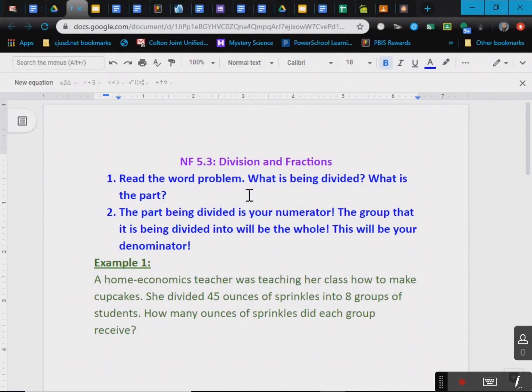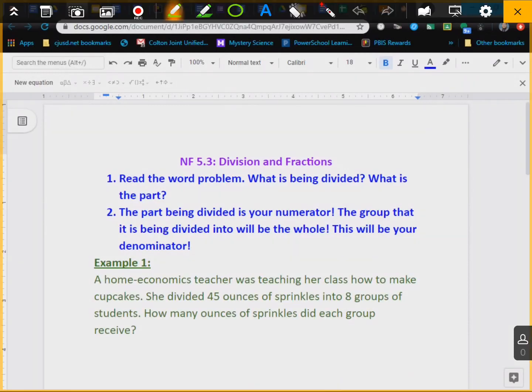You need to know that every division problem, or every fraction is a division problem. So 1 over 2 is the same as 1 divided by 2. The top part of a fraction is your dividend. It's what's being divided. The bottom part of your fraction, the denominator, right? So the top's your numerator. The bottom is your denominator. That is your divisor, or how many times it's being divided.